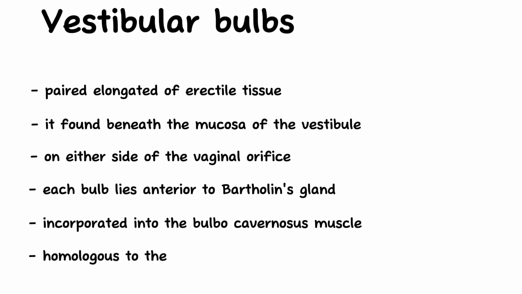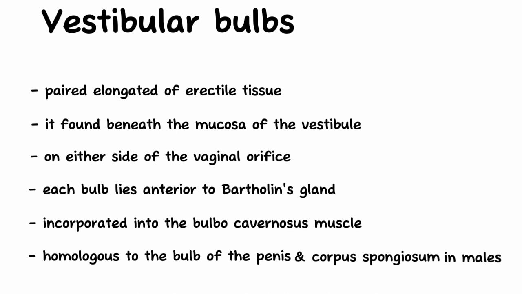These bulbs are homologous to the bulb of the penis and the corpus spongiosum in males. Due to their vascularity, they are susceptible to injury and hemorrhage during childbirth.